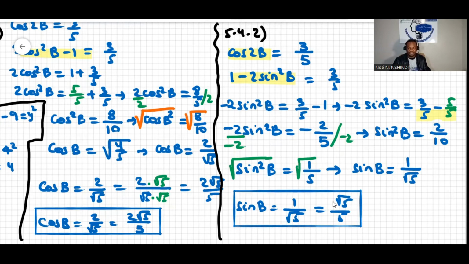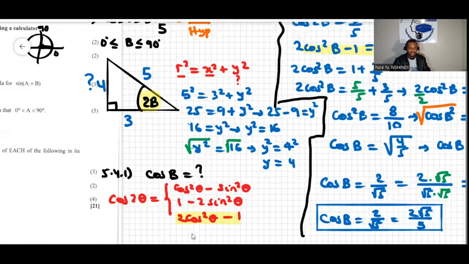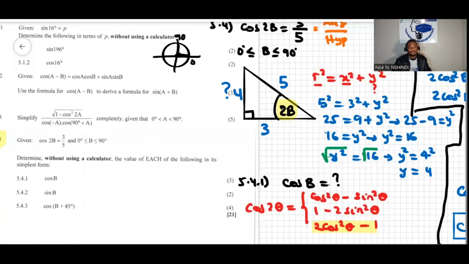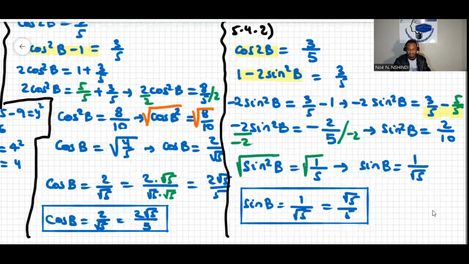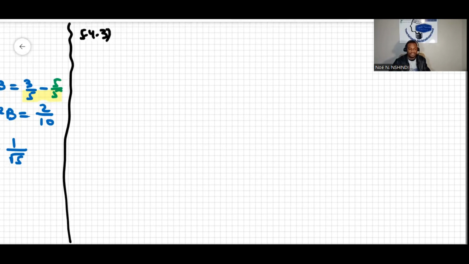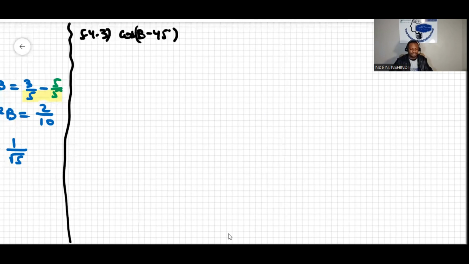Okay, and then the last question was, as we can see over here, cos of b plus 45 degrees. I'm going to move my board over here. I'm going to split my board like this, and then write here 5.4.3. That makes what? Cos of b plus 45 degrees. Okay. Let's first write it.